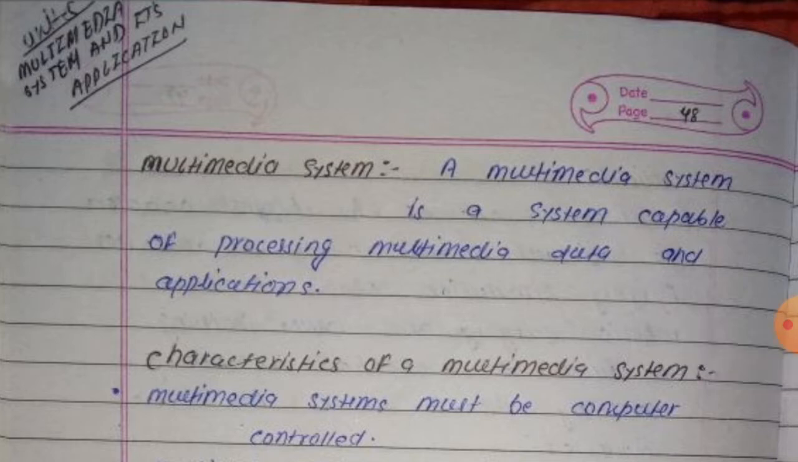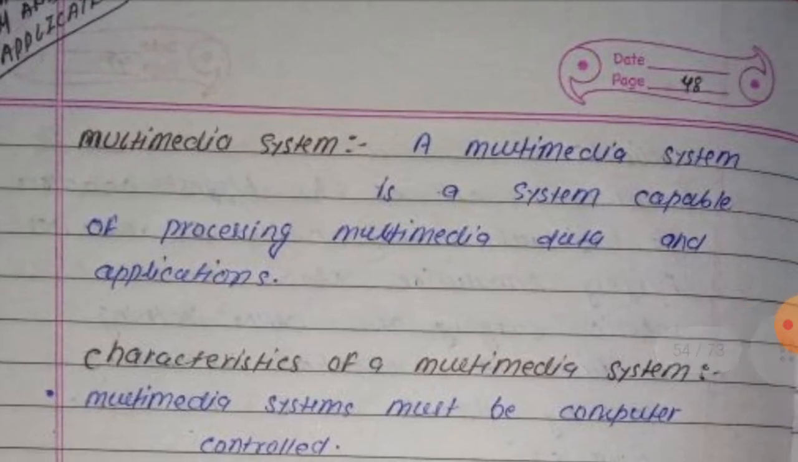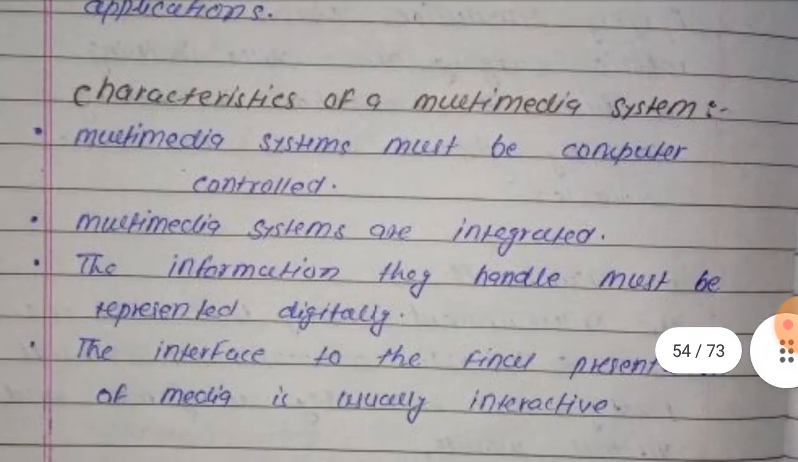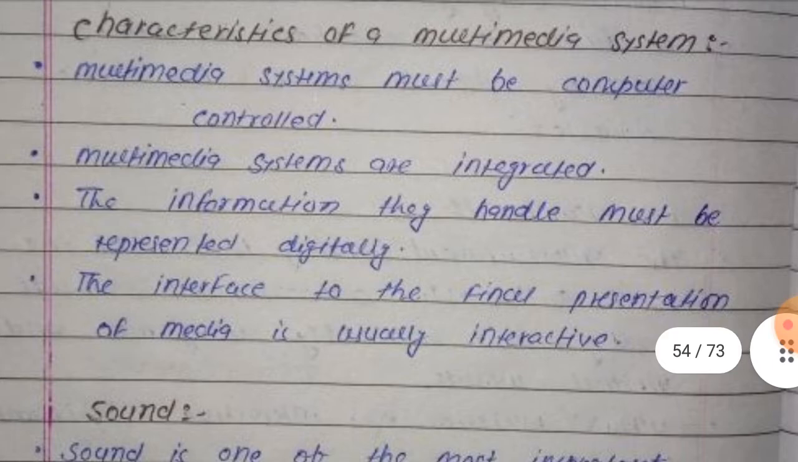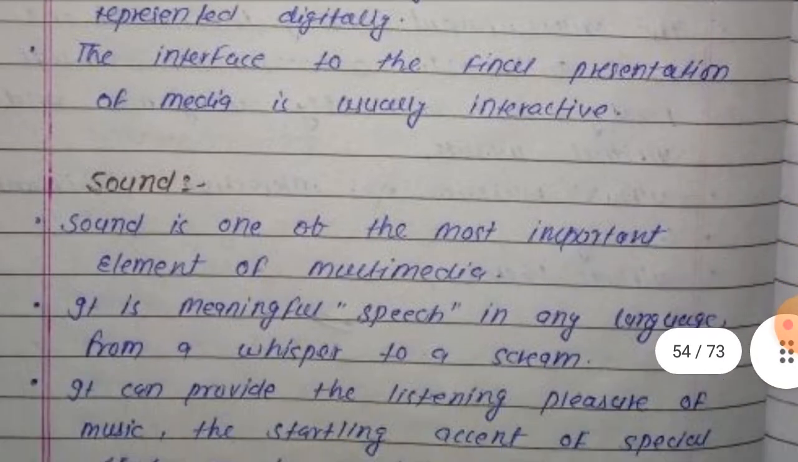Multimedia system. A multimedia system is a system capable of processing multimedia data and applications. Characteristics of a multimedia system. A multimedia system must be computer controlled. Multimedia systems are integrated. The information they handle must be represented digitally. The interface to the final presentation of media is usually interactive.